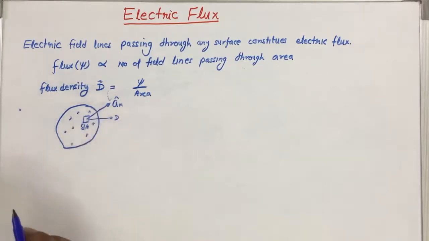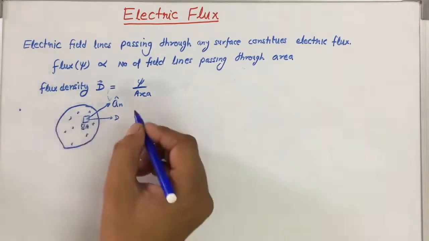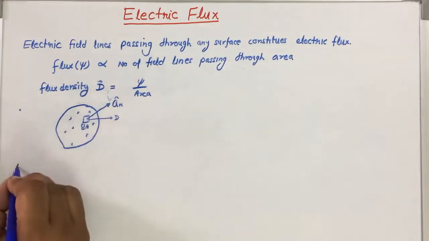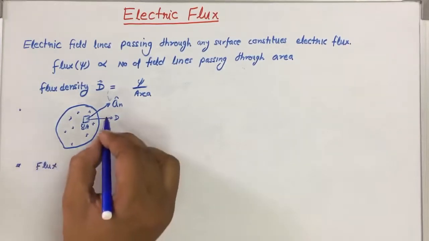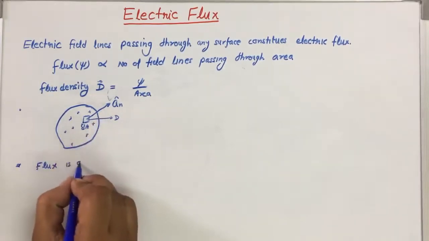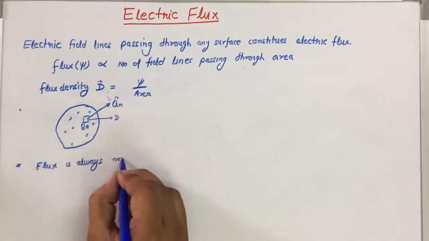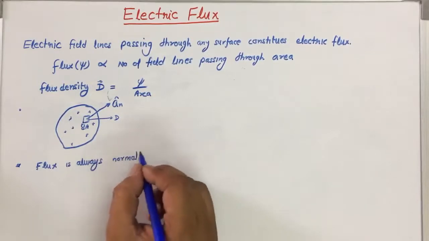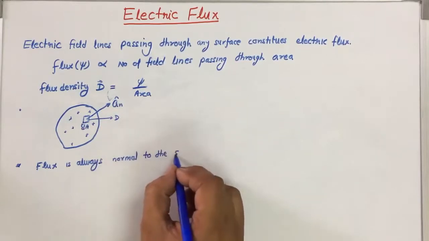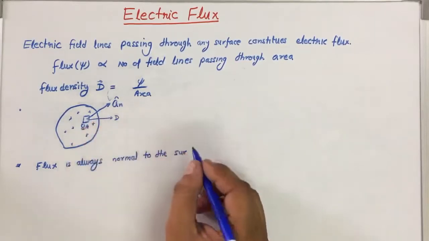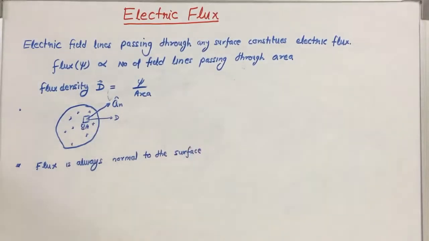Okay, so the first point from here we can write: flux is always normal to the surface. Normal to the surface means in the direction of the area, because the area vector is always normal to the surface, outwards. So the first point should be clear from here.